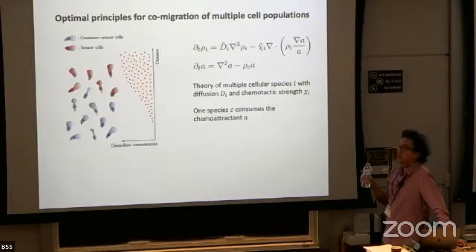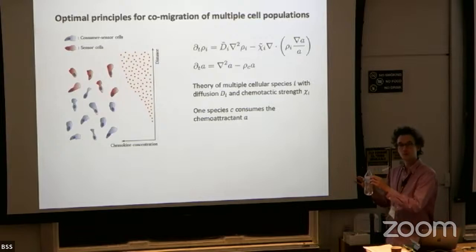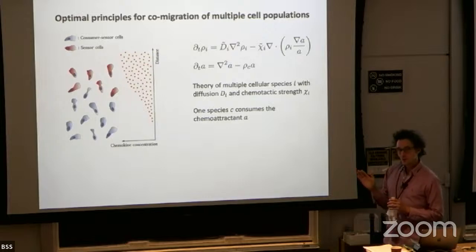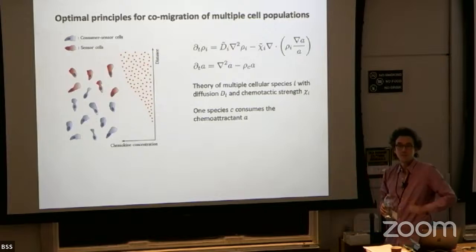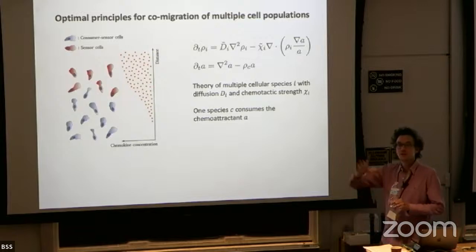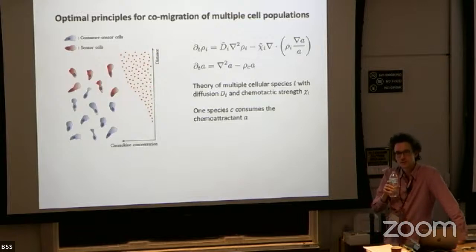So if you pre-pattern a gradient, if you impose a gradient, cells are able to migrate, but the migration efficiency is basically the same whether you pre-make the gradient or whether you make a uniform field. But they can migrate if you engineer a gradient. Yes, is that your question? Sorry.